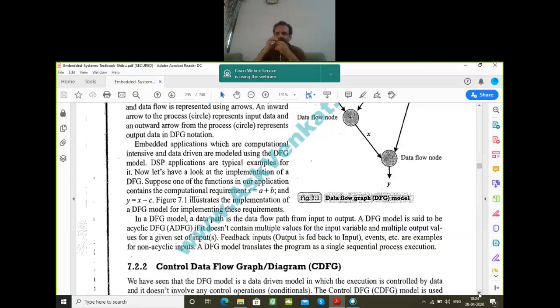Okay. Data path is a certain path, that is the flow of data from input to output. That path is called data path.